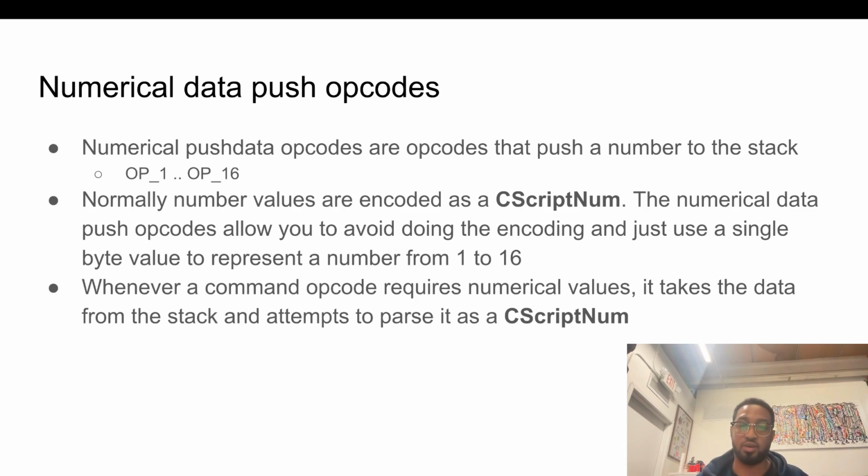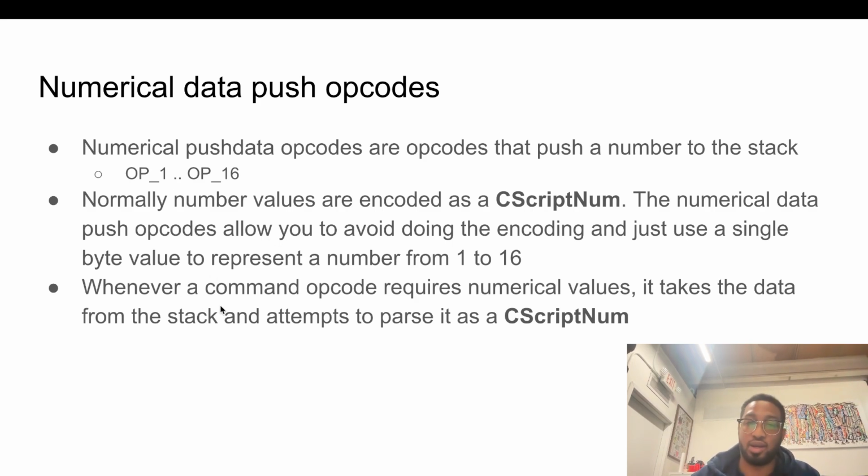Whatever command opcode requires numerical values, it takes the data from the stack and attempts to parse it as a CScriptNum. So op1 allows you to make your script's pubkey a simpler expression. Instead of having to think, okay, how do I encode 1 as a CScriptNum? I can just use the byte for op1. It just makes things easier.